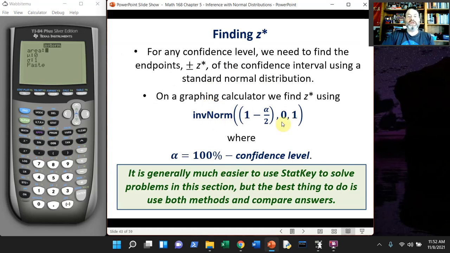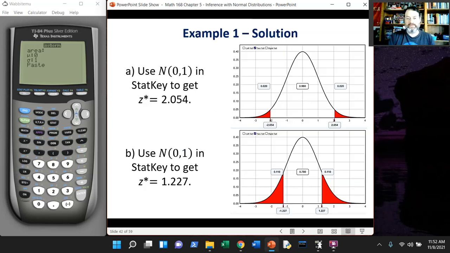So what you have to do then is figure out how to use this formula, right? Notice we're already in inverse norm. The first thing you have to type in is 1 minus alpha over 2, and then 0, 1. The 0, 1 are already given, so you just need to figure out the area to the left. And then look at this setup. So there's two different formulas here. Once you figure out how this works, it's not bad. If for some reason you're struggling with it, just follow what I'm about to show you.